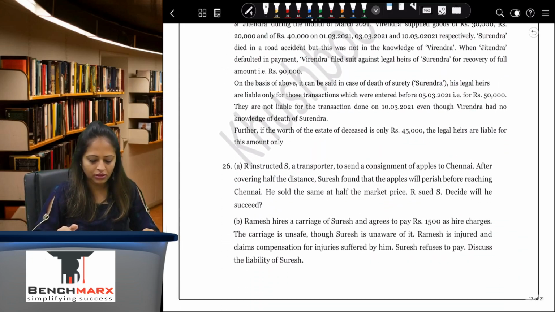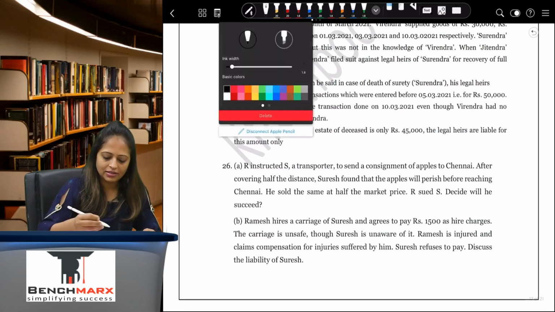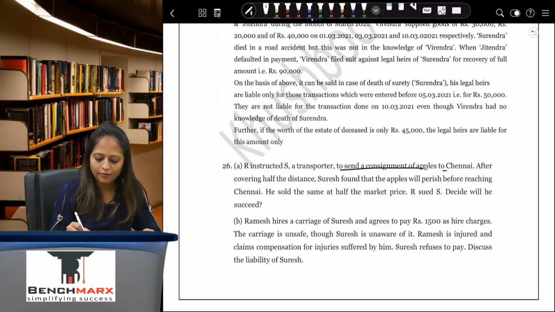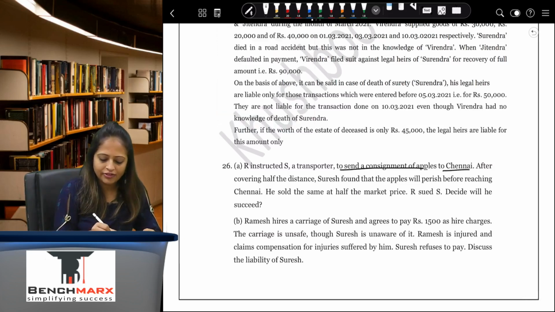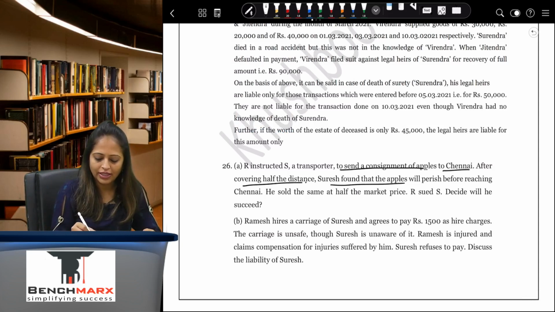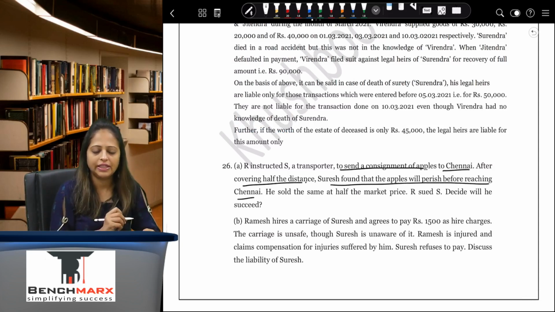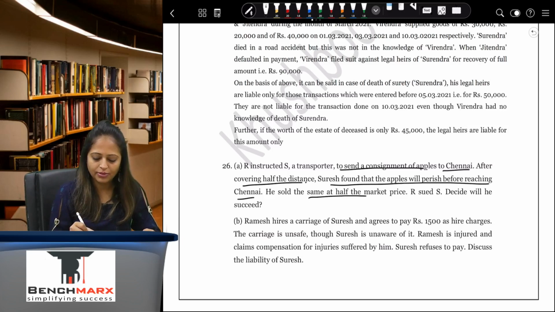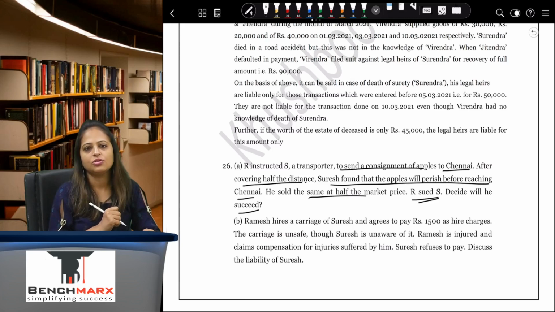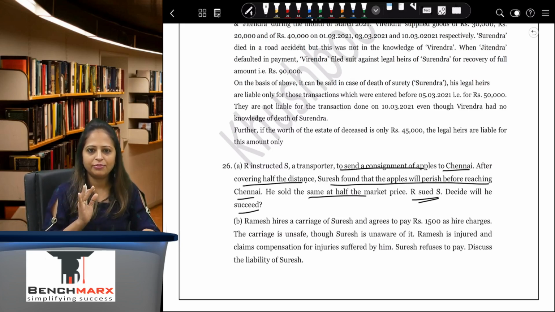Now R instructed S, a transporter, to send a consignment of apples to Chennai. After covering half the distance, Suresh found the apples will perish before reaching Chennai. He sold the same at half the market price. R sued S, and decide whether he will succeed. So here he has acted as an agent of necessity. There was a necessity. If he would have taken the apples to Chennai, they would have perished, and as an agent of necessity, he has decided to sell it at half the market price, and hence R cannot sue S.